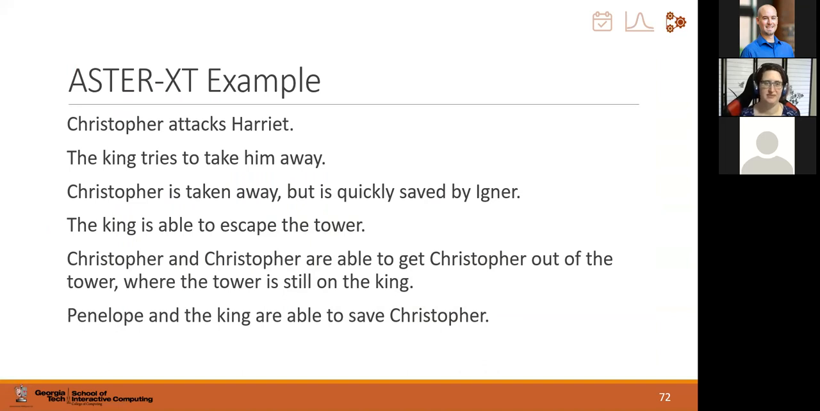So here's an example of the transformer-based system. Christopher attacks Harriet. The king tries to take him away. Christopher is taken away, but is quickly saved by Aigner. The king is able to escape the tower. Christopher and Christopher are able to get Christopher out of the tower, where the tower is still on the king. Penelope and the king are able to save Christopher.